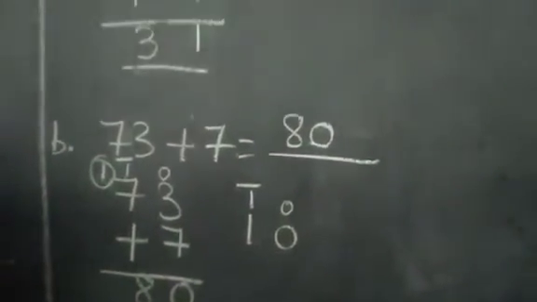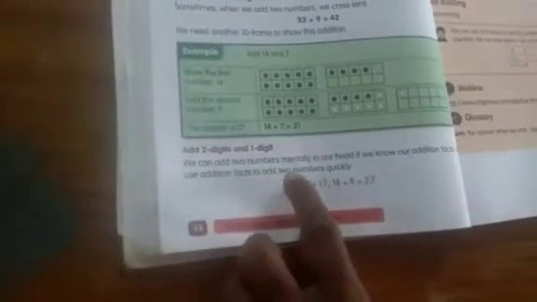Okay children? Thank you. Now children, let's open our reader, page number 52. Now you have been given some examples here. Add 2 digits and 1 digit. We can add 2 numbers mentally in our head. If we know our addition facts, we use addition facts to add 2 numbers quickly. Okay children.